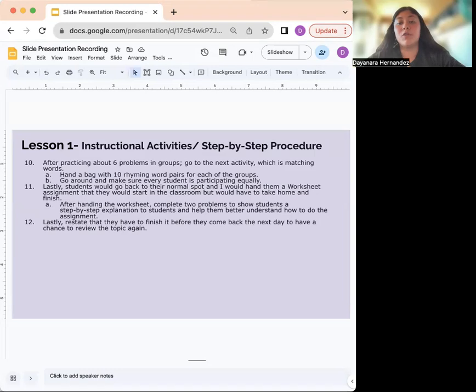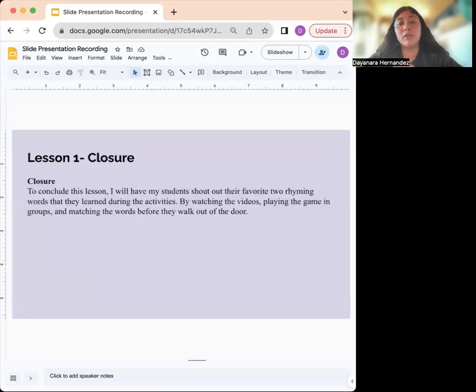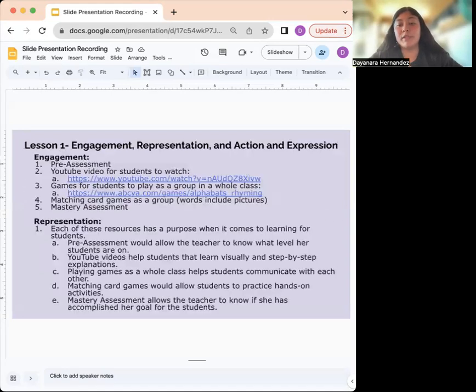Also, take into account your students' age. I knew second grade students might need a recap on directions, and I restated that they have to finish their worksheet before they come back the next day to have a chance to review the topic again. To conclude this lesson, I will have my students shout out their favorite two rhyming words that they have learned during this activity by watching the videos, playing the game in group, and matching the words before they walk out of the door.